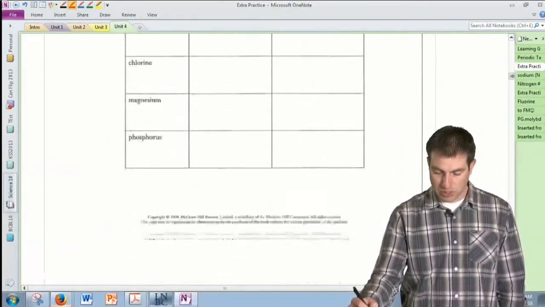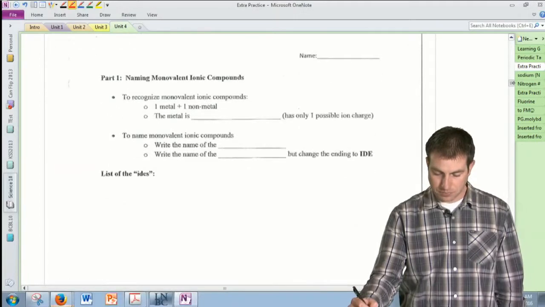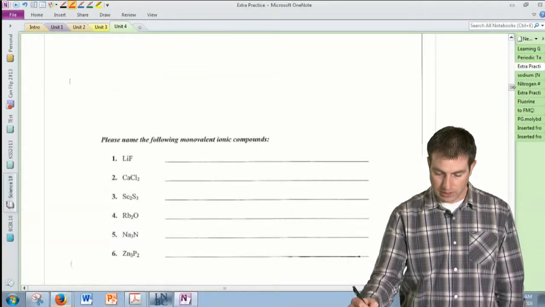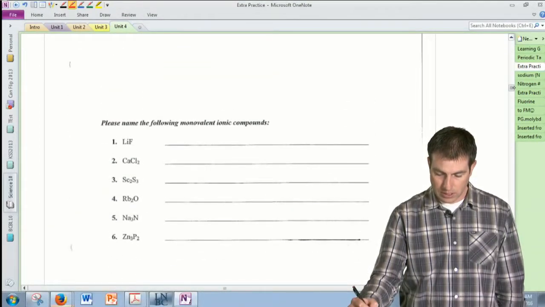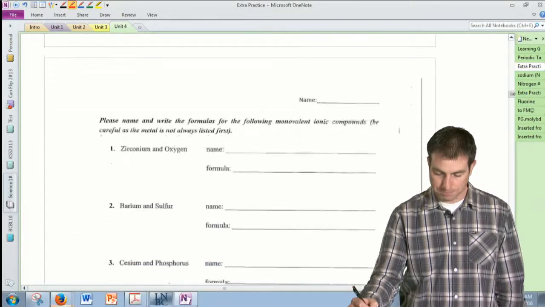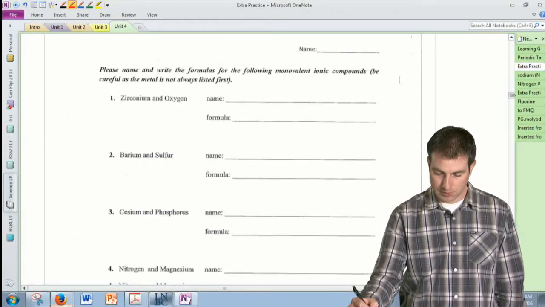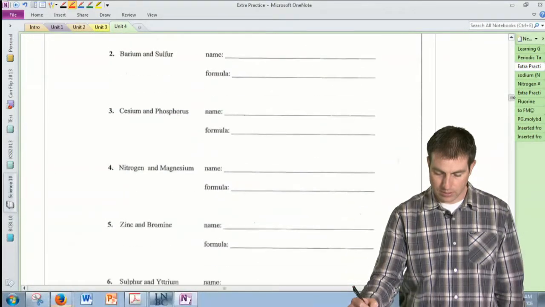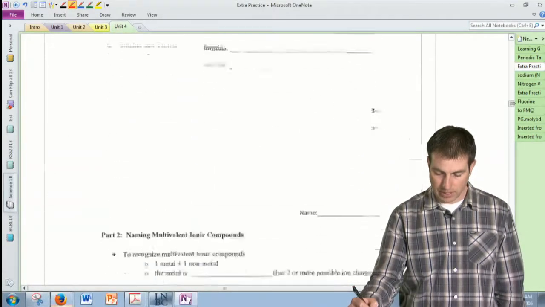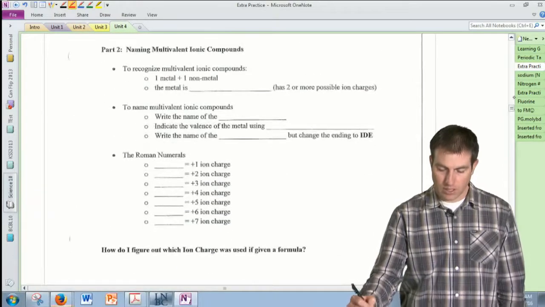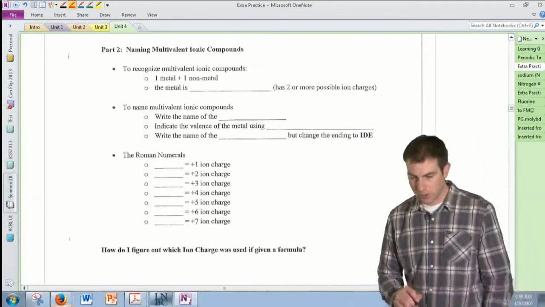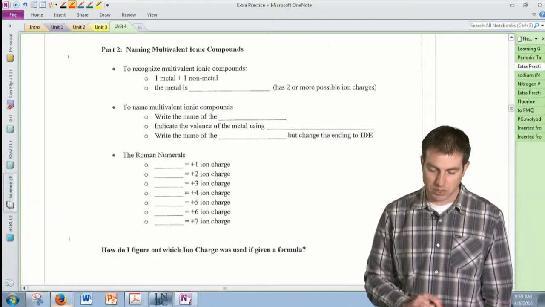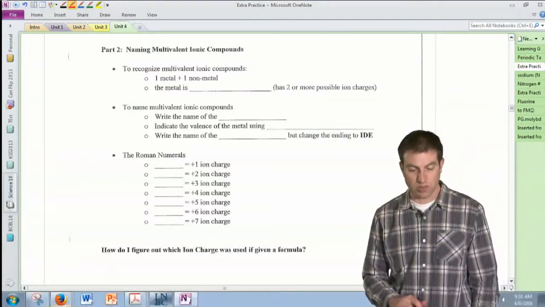Bohr diagrams, Lewis, you guys are experts at that stuff now. It just has some general names. I'm going to skip that, and I'm going to skip that. I'm going to go to the page that says Part 2, naming multivalent ionic compounds. So I'll just leave that up for a second.